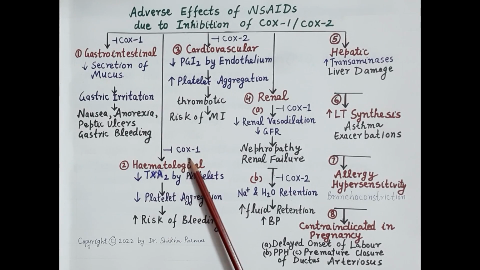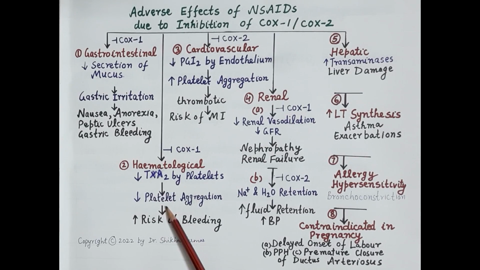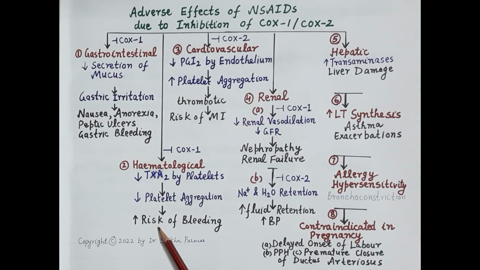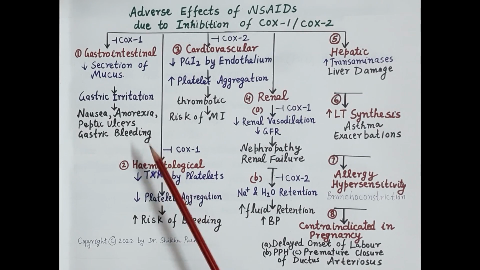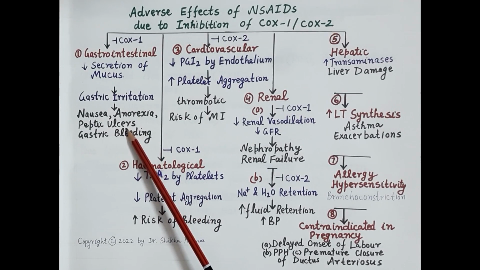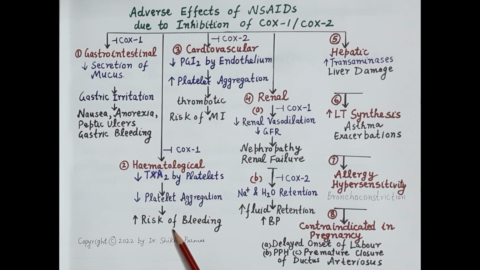Now, blockage of COX-1 also causes reduced secretion of thromboxane A2, that reduces platelet aggregation and increases the risk of bleeding. Now, the non-selective COX inhibitors, the non-selective non-steroidal anti-inflammatory drugs are associated with the increased risk of peptic ulcer and increased risk of bleeding, like aspirin.